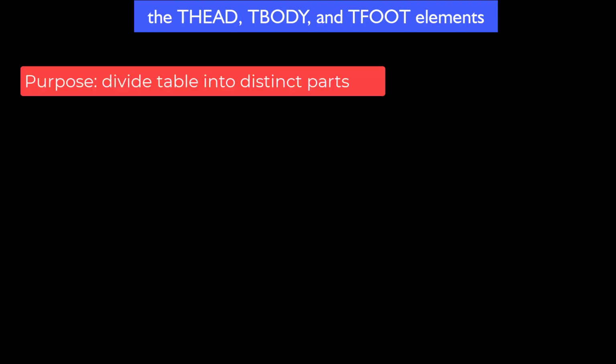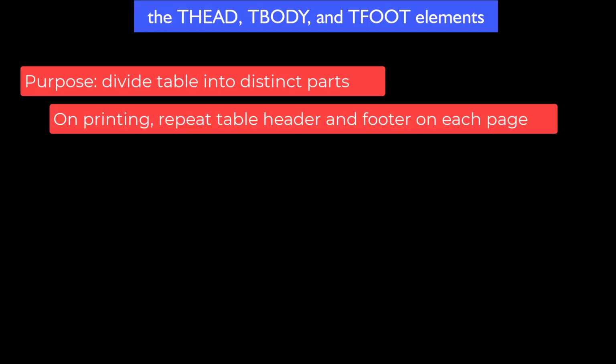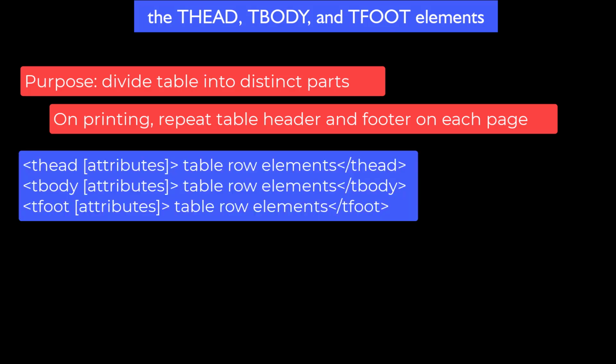The thead, tbody, and tfoot elements. These elements allow you to divide your table into distinct parts. Furthermore, when you print your table, the contents of thead will be repeated at the top of each page, and the contents of tfoot will be printed at the bottom of each page. The syntax in all three cases is a start tag, thead, tbody, or tfoot, possibly some attributes, and then TR elements, table row elements, and then an end tag.